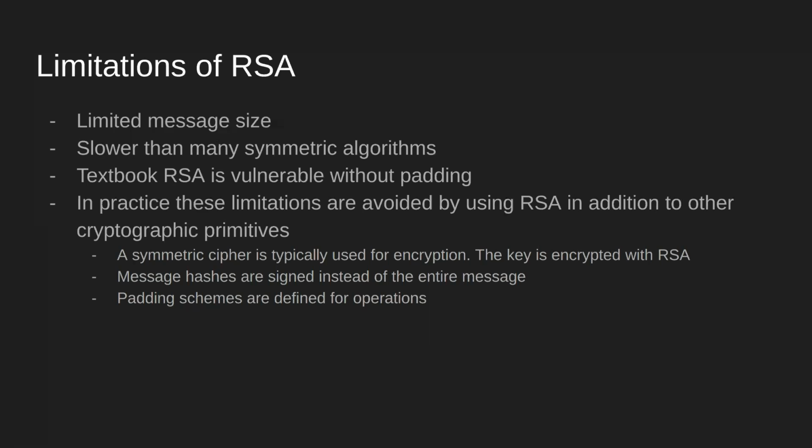So for encryption, usually the actual message content and the data that you want to protect is encrypted with a symmetric cipher, but then the key is transmitted via RSA because the key is very small. Keys usually don't exceed 256 bits for symmetric ciphers. And then for signatures, you're not going to sign the entire message. Usually the messages are too big. So you hash the message and then you sign the hash. And hashes are also 256 to 512 bits.